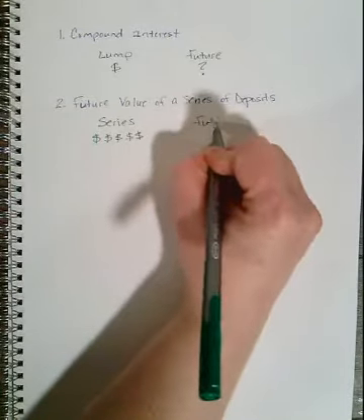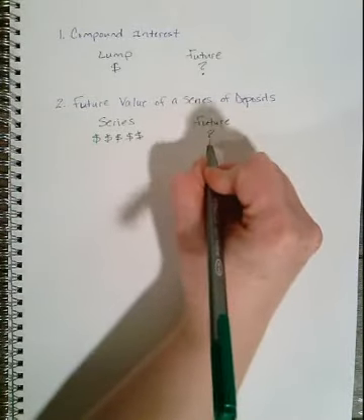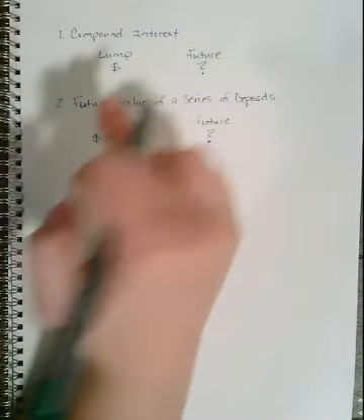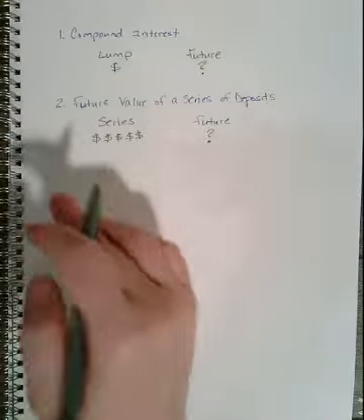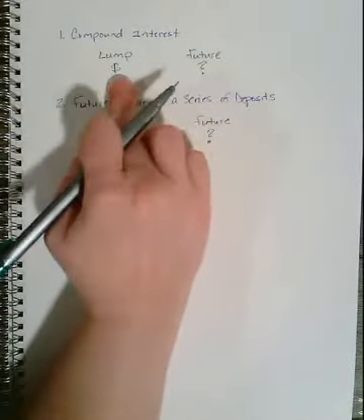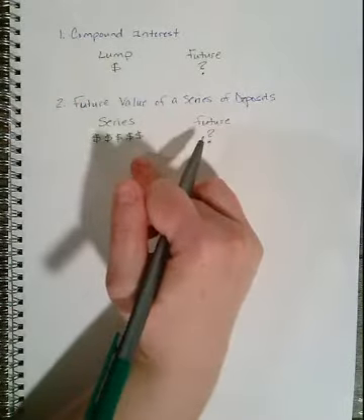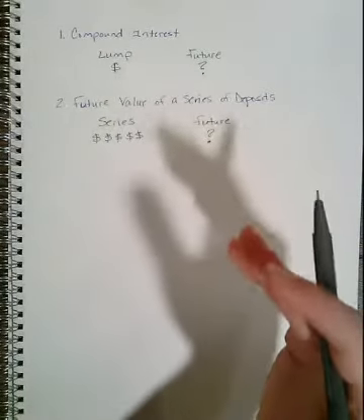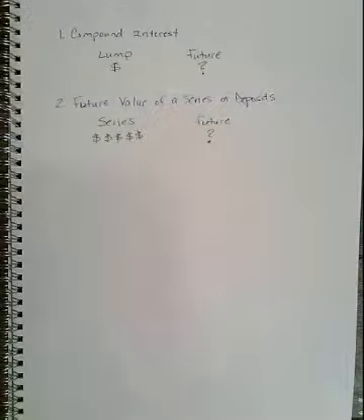It is like compound interest because we still don't know, we're looking for what that future value is. The only difference between this one and compound interest is it's a series of payments. So instead of just figuring out what one lump is, we are figuring out what a series of lumps at a certain interest rate is going to be in the future.